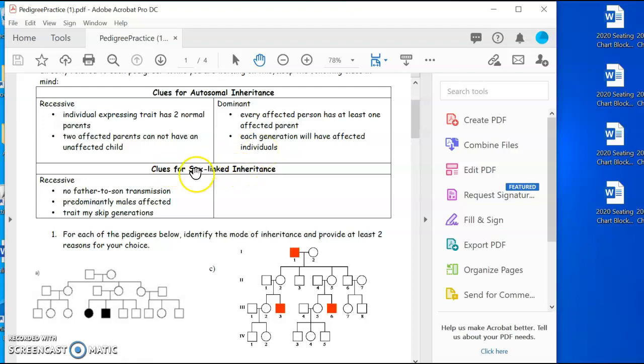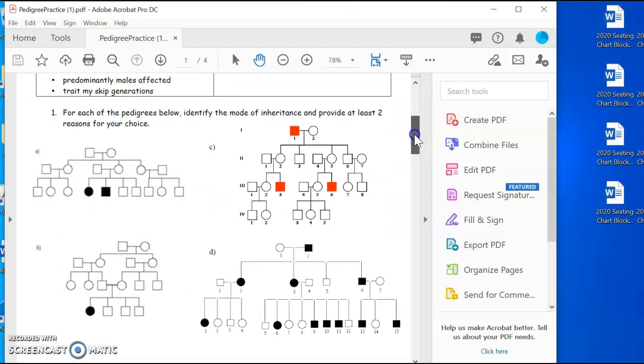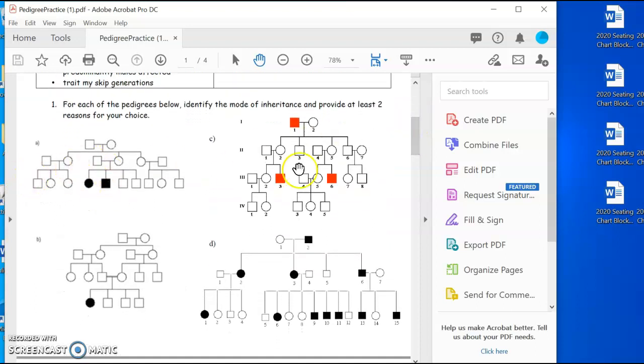Then there's sex-linked. These are the ones on your sex chromosomes. And all of them are recessive. You only have that choice. But the biggest thing with sex-linked is it shows up way, way more in males. All right, so you see a significant difference in males and females. So on your paper, you're going to go along with me, and we're going to figure out what kind of inheritance these four are.